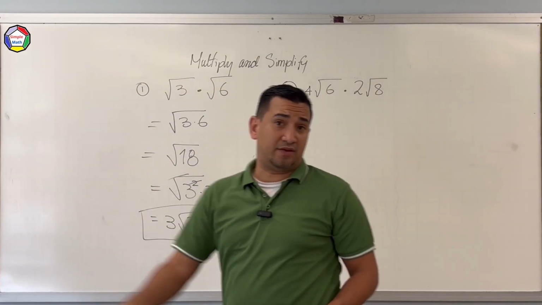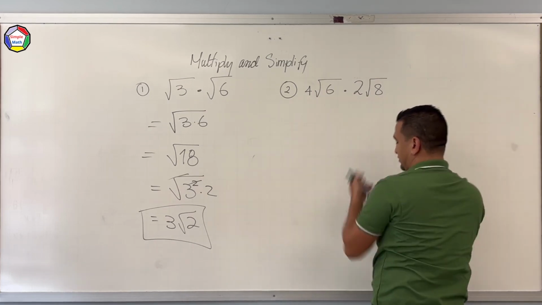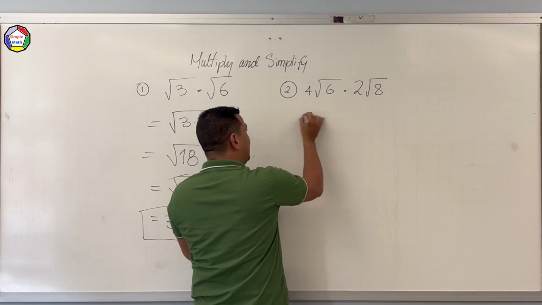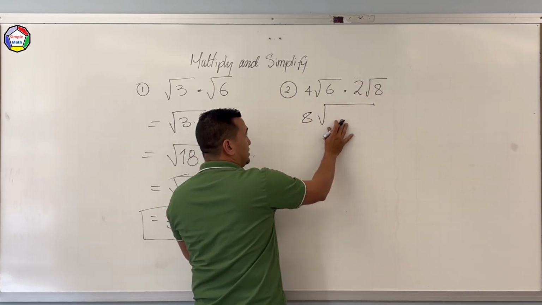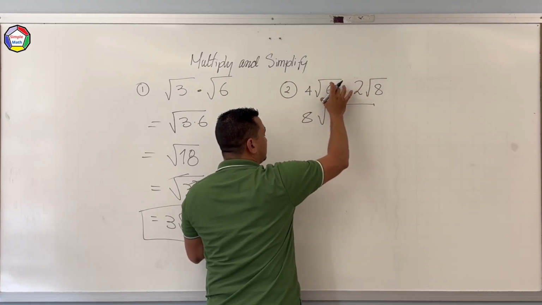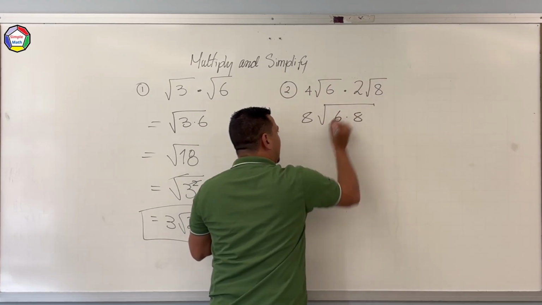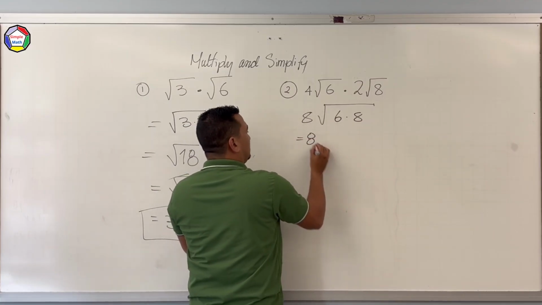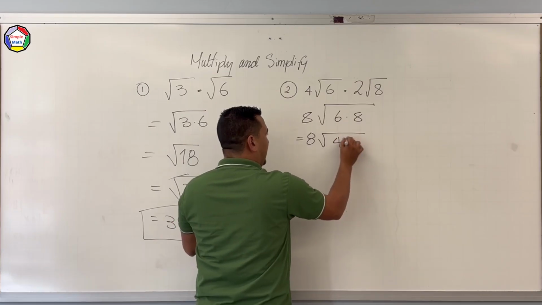I'll use the same strategy for the second example. I will multiply the things that we have out. 4 times 2 is 8. And then I will put inside a root the two numbers that we have inside the root. 6 times 8. So this is equal to 8 square root of 6 times 8, which is 48.